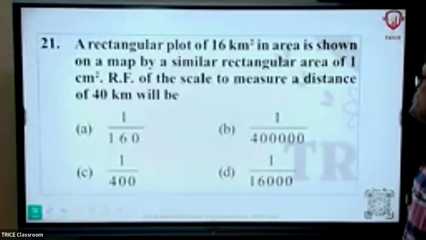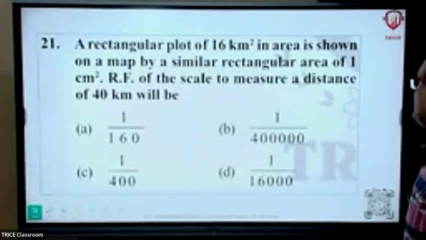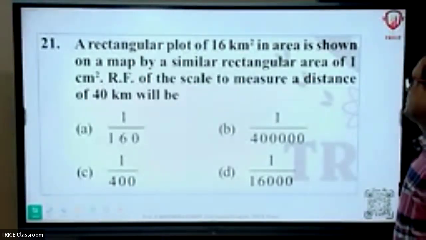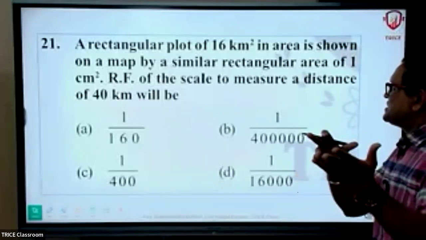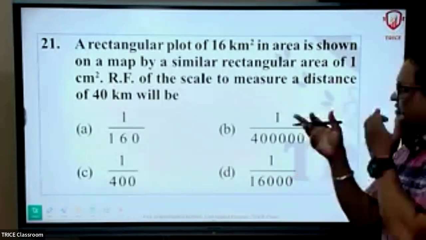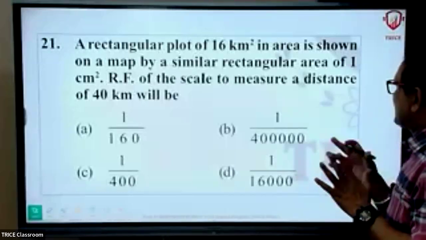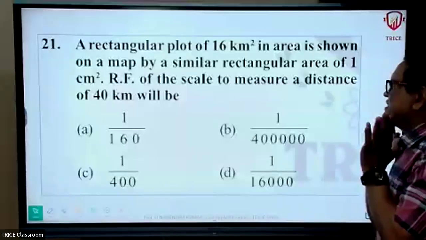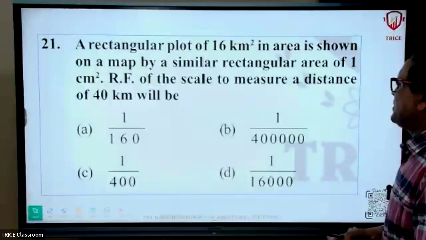This is another question. A rectangular plot of 16 kilometers square in area is shown on a map by a similar rectangular area of 1 centimeter square. A rectangular plot is there in the field, 16 kilometers square. That is the rectangular plot area shown on a map by a similar rectangular area, that is 1 centimeter square. That is 1 centimeter by 1 centimeter. RF of the scale to measure a distance of 40 kilometer will be.